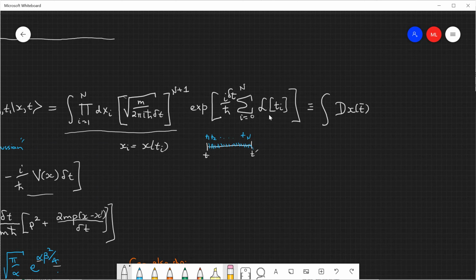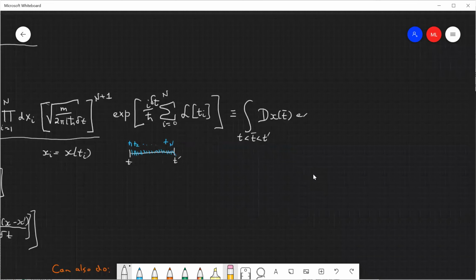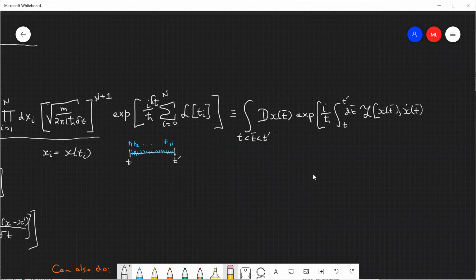taken by x, where t bar ranges from your initial time to your final time, and this part becomes the exponential of i over h bar, just the integration from t to t prime of the classical Lagrangian, which again depends on the coordinate and on its time derivative.